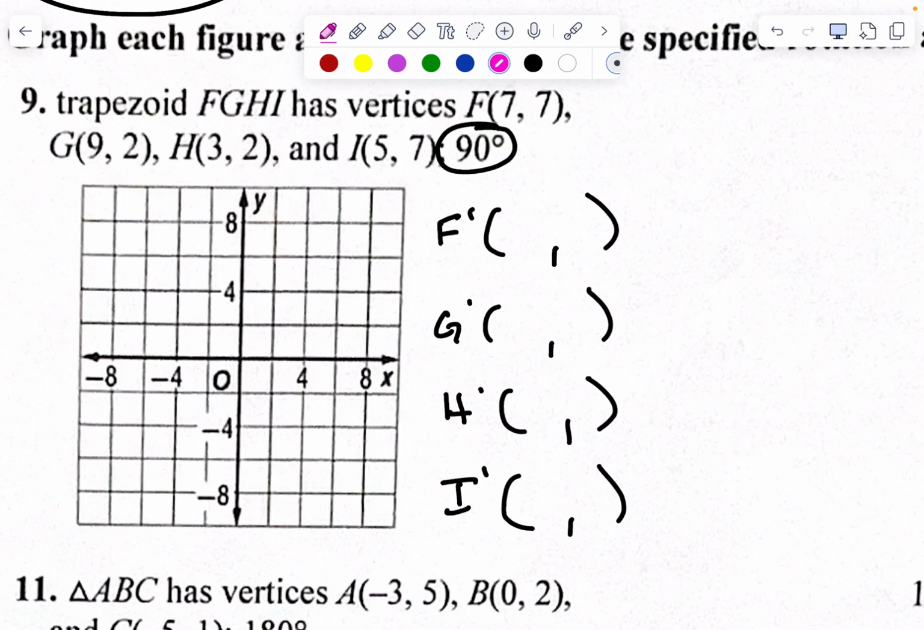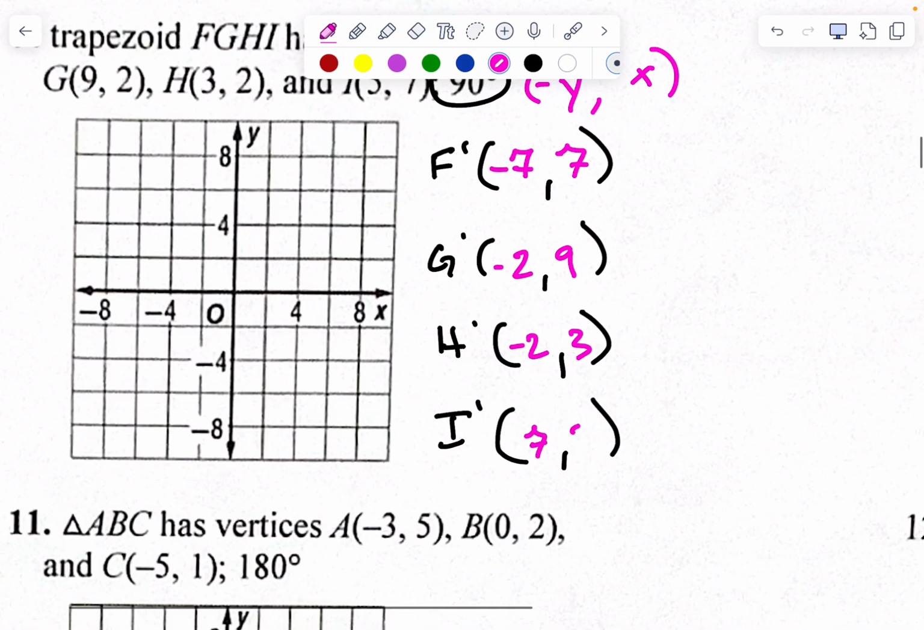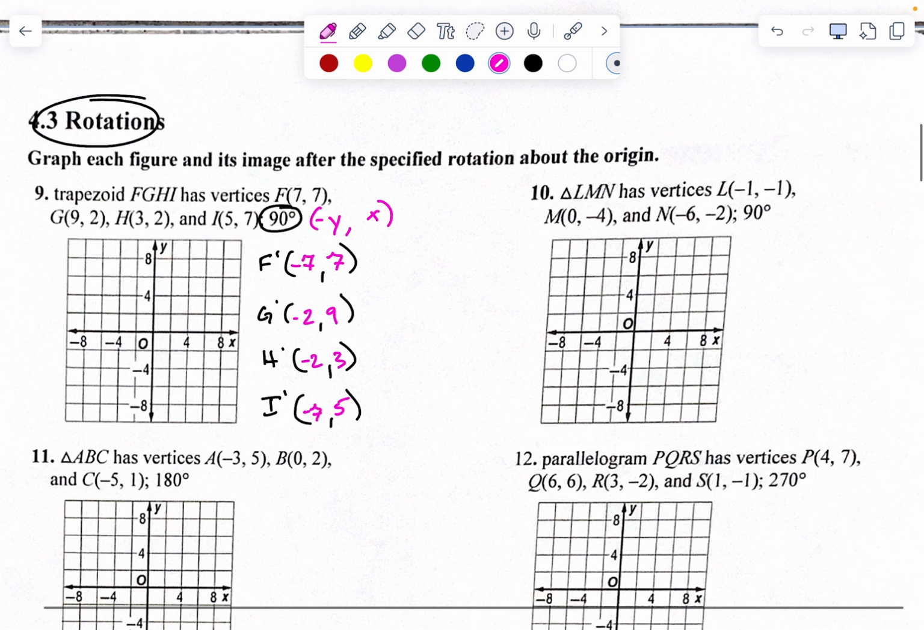What's the rule for 90? Flip it: y, x, and negative on the first, right? So 7, 7, that's kind of boring when you flip, but then the first one becomes negative. Okay, 9, 2 is 2, 9, and negative on the 2. 2, 3, and -2. 7, 5, and -7. Was that too fast? Yes. Wait, what was the last one? 7, 5, and the negative on the 7.